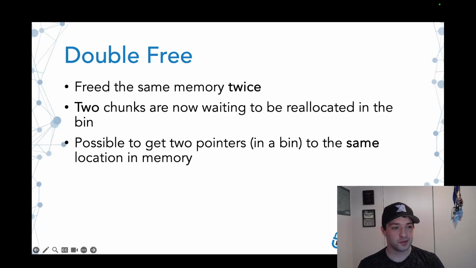If the bin is just a list of pointers, then if we free the same chunk 5 times, it's going to try to allocate that same chunk a bunch of different times. So by doing that, it's possible to get the same pointer in a bin to point to something multiple times and therefore get it allocated multiple times, which is really cool.